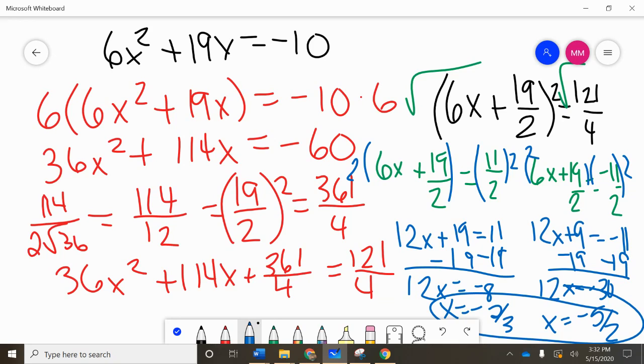So the only difference from the previous lessons that we've been dealing with, besides having a leading coefficient greater than 1, is that sometimes our A's are not perfect squares to begin with, and we need to change them into a perfect square.